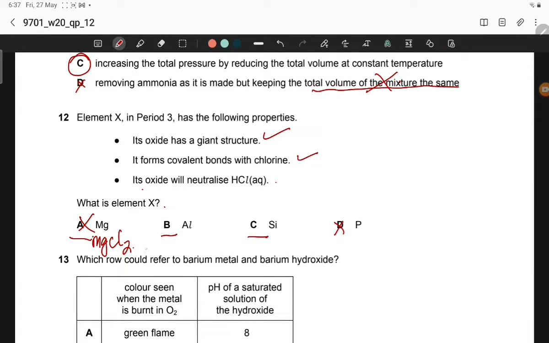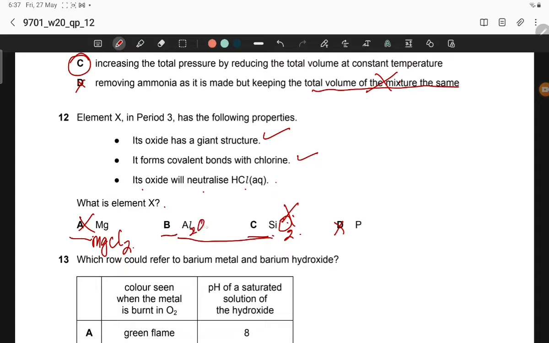Covalent bonds with chlorine. So aluminium chloride, both bonds are covalent with chlorine. Its oxide will neutralize HCl. SiCl4 is not neutralized with silica. SiO2 is an acidic oxide, so it will not neutralize HCl. So this is an acidic oxide, so this is incorrect.